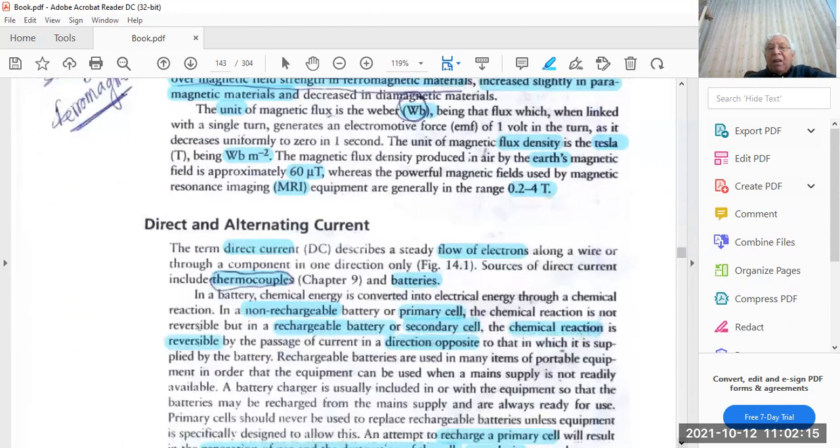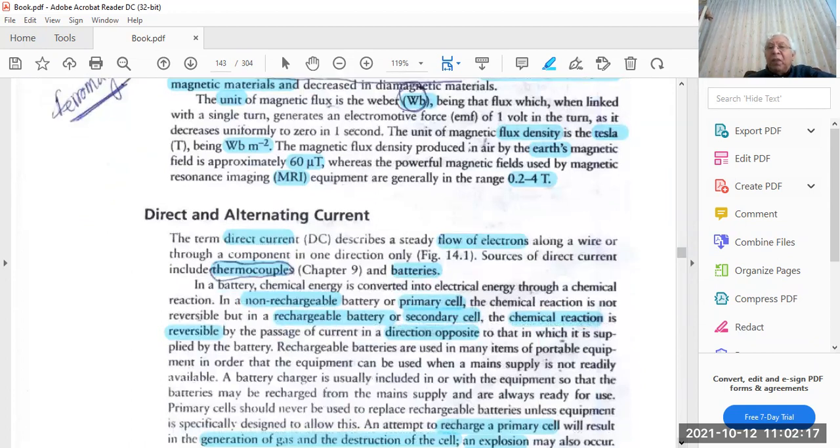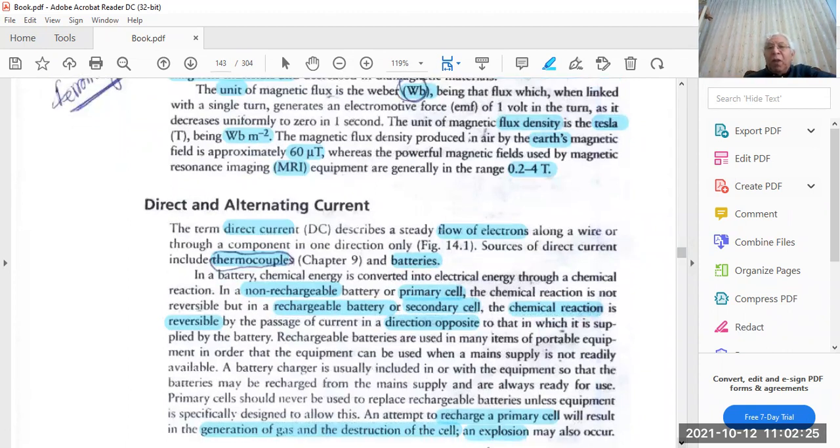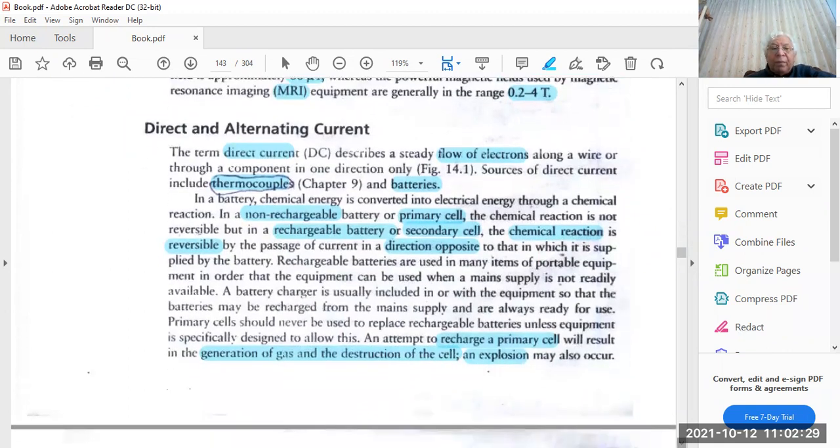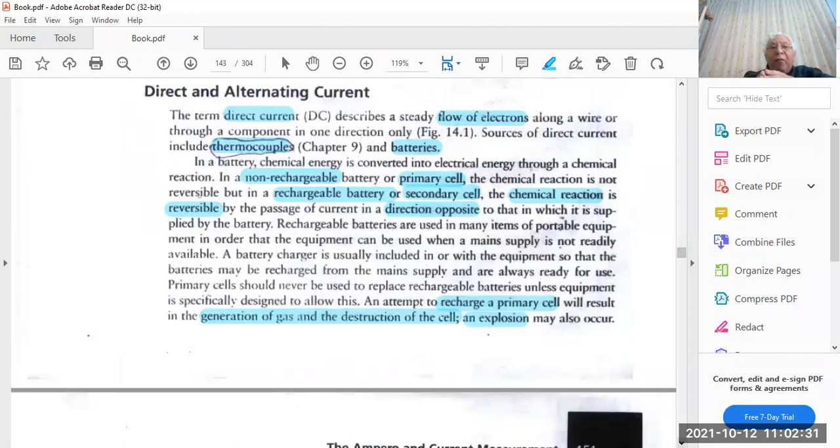Direct and alternating current. Of course, direct current goes straight forward in one way. Alternating current goes forward and backwards, like the normal circulation of the human being. And we have, of course, sources of direct current such as batteries and thermocouples.